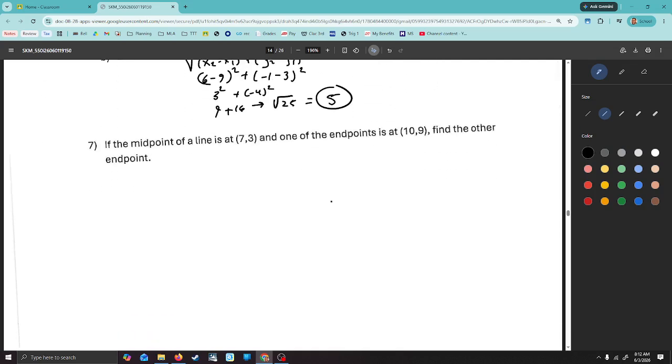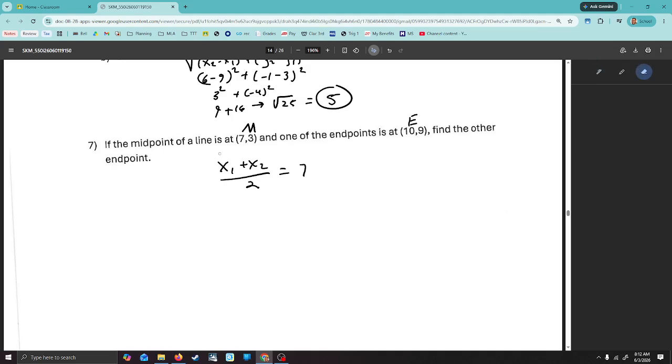All right. And this one, I kind of remember how people mess this up. This is my midpoint, and this is my endpoint. So in this situation, I know the midpoint is 7, 3. So I know x1 plus x2 divided by 2 should give me 7. Since I know one of my endpoints is 10, I can replace one of these x's with 10. And then from there, I should just do algebra.